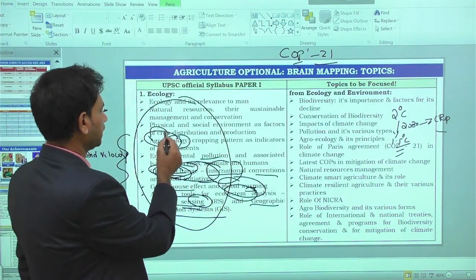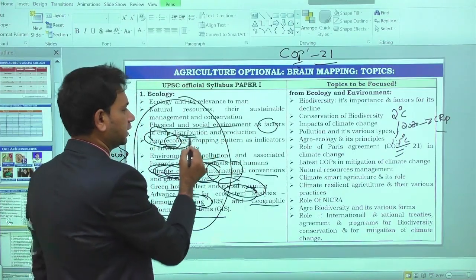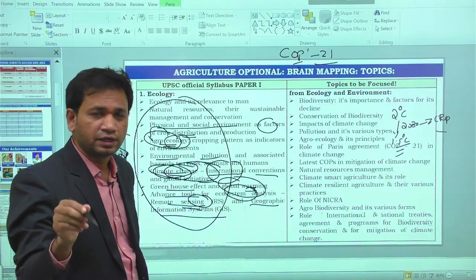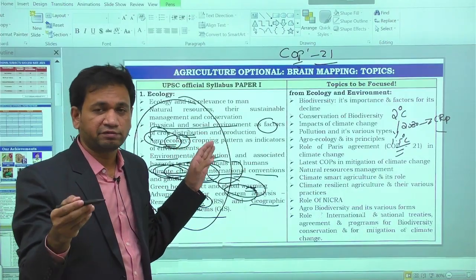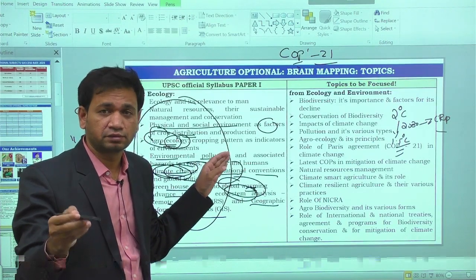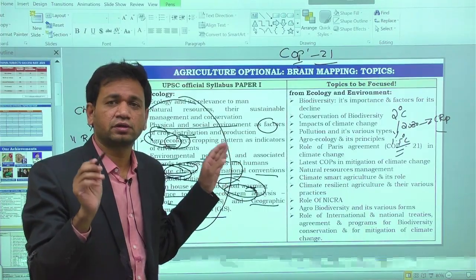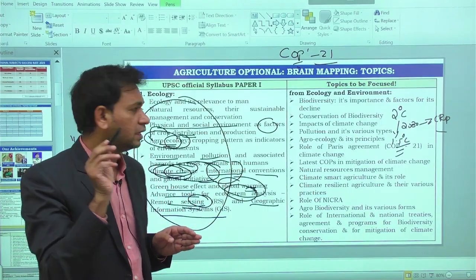Another topic is the physical and social factors which are responsible for the distribution of crops in India. Factors, that is, some are climatic factors, some are soil factors, some are technological factors, some are social factors, some are human factors. All these factors are collectively responsible for the variation of crop distribution from one region to another.